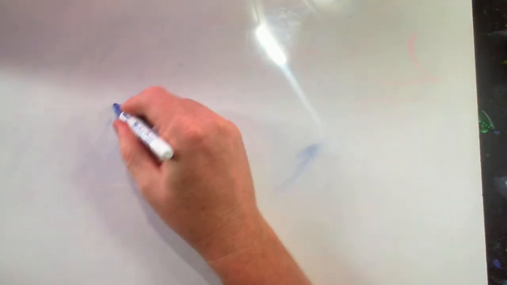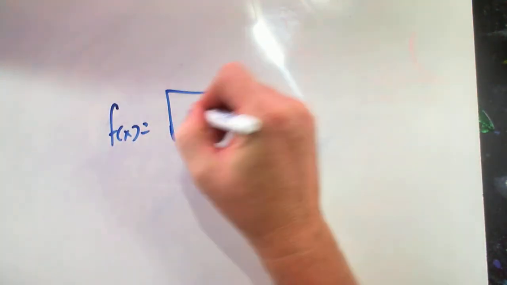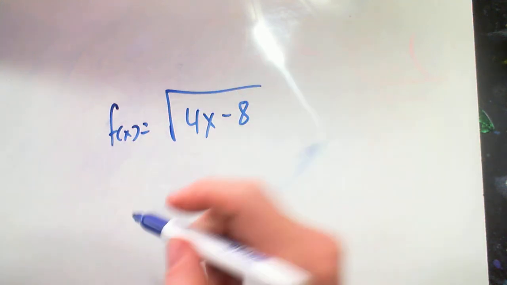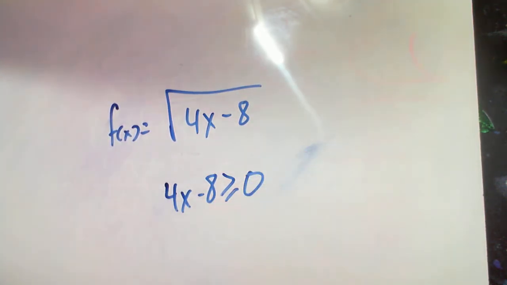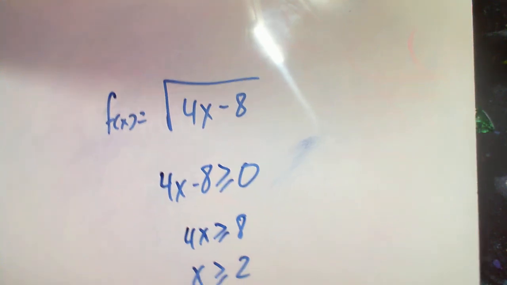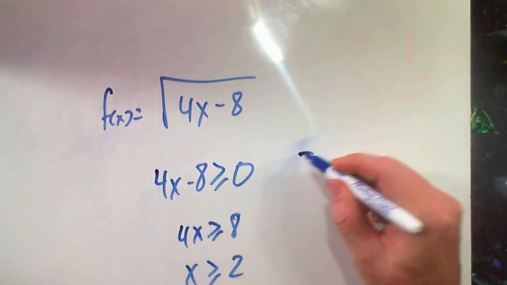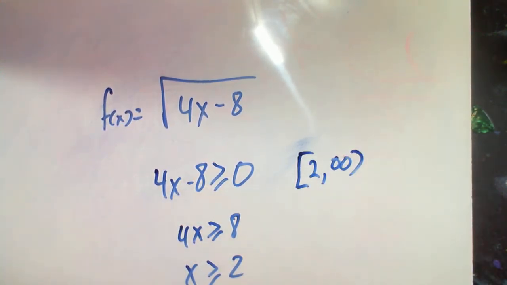Lastly, we have f of x equals the square root of 4x minus 8. We take the 4x minus 8, set it greater than or equal to 0. 4x greater than or equal to 8, x greater than or equal to 2. And so we are going from 2 to infinity.